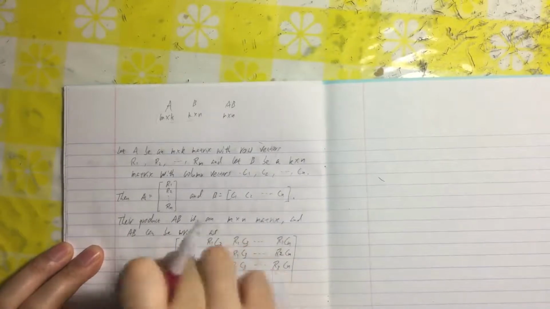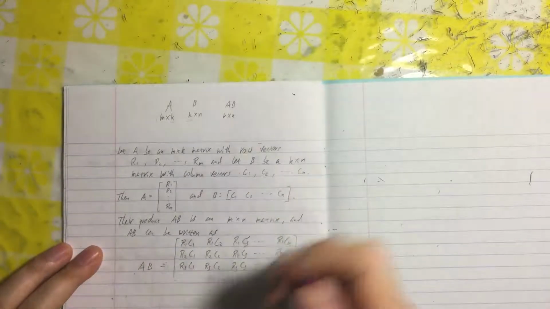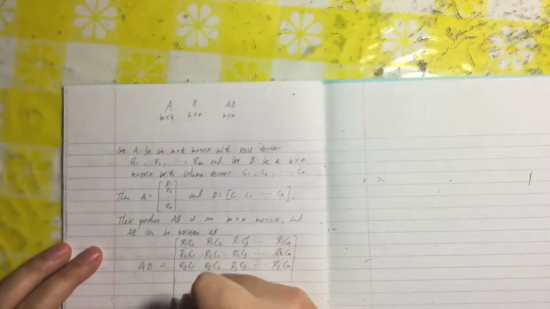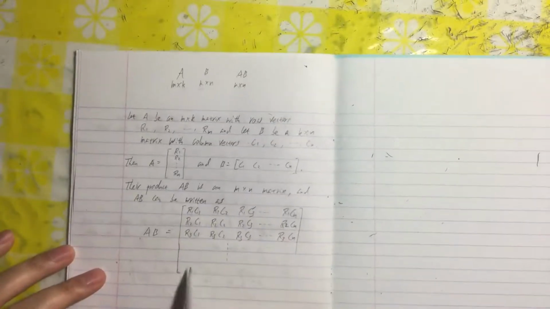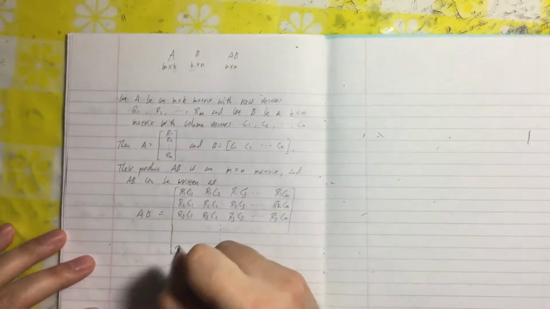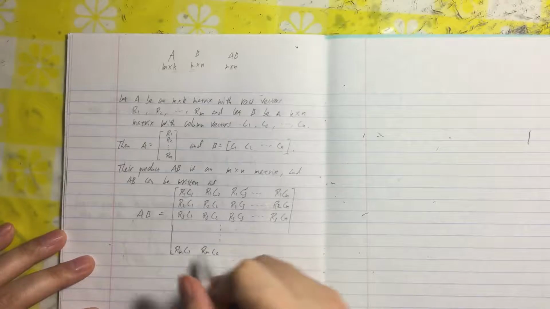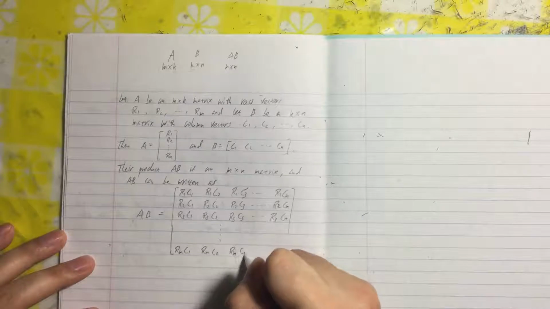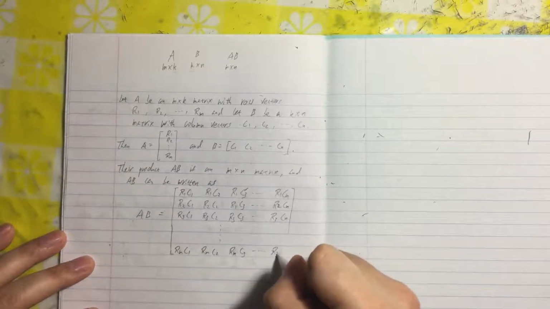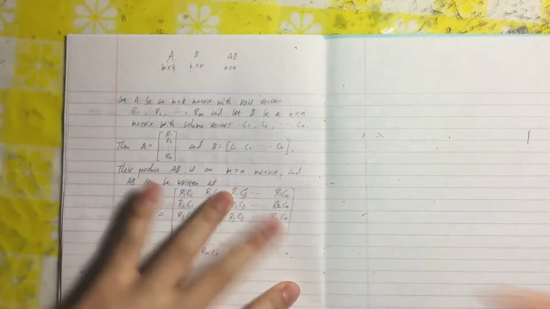So similarly, continue in the last row. That's the m-th row, first column. So I take Rm times C1, Rm times C2, that's m-th row, second column, Rm times C3, and so on, Rm times Cn, that's an entry in the m-th row, n-th column.